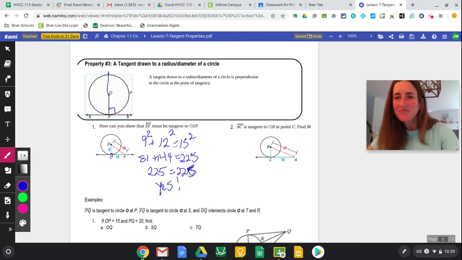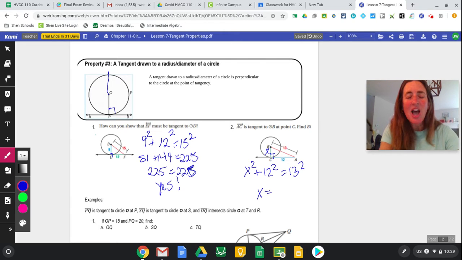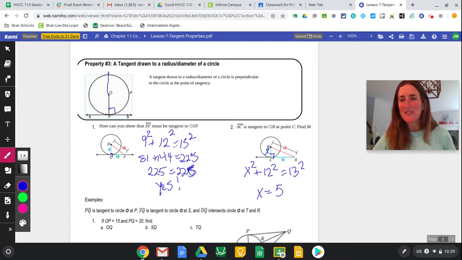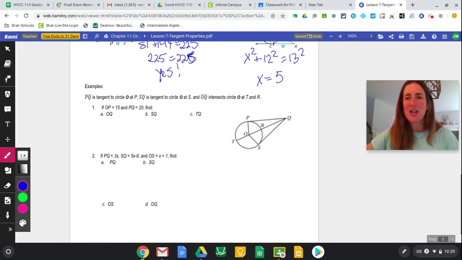And that was fun. Now, the next one says to find this point here. And since it's tangent, it has to be a right angle. So I can use Pythagorean theorem to actually solve for the missing piece. And since I'm in honors, I know that's a special triangle, a Pythagorean triple. It's a 5 for that missing piece. It's 5 squared plus 12 squared equals 13 squared. 5, 12, 13 is a Pythagorean triple. Woo! Let's try some more fun.